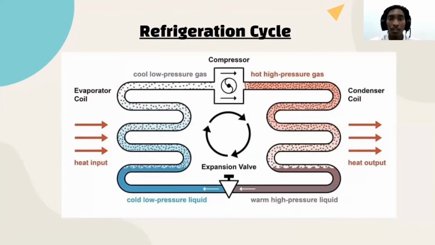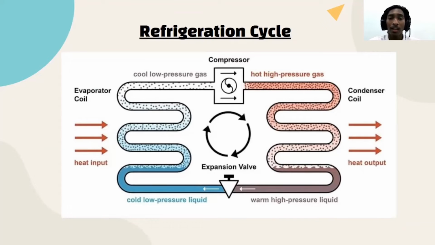This will cause the refrigerant to become a cold, low pressure liquid. So this refrigerant will be flowing to the evaporator coil, in which the refrigerant will absorb the heat from the inner part of the refrigerator. In this case, the second law of thermodynamics is applied as the heat is being transferred from a hot area to a cold area.